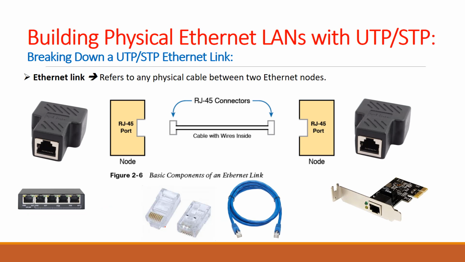So in this slide, we are going to define what an Ethernet link is. An Ethernet link refers to any physical cable between two Ethernet nodes. Think about it like that. Any physical cable, whether it is copper wire or fiber optic cable, between two Ethernet nodes. And these nodes can be two PCs, two switches, a PC and a switch, and so on.